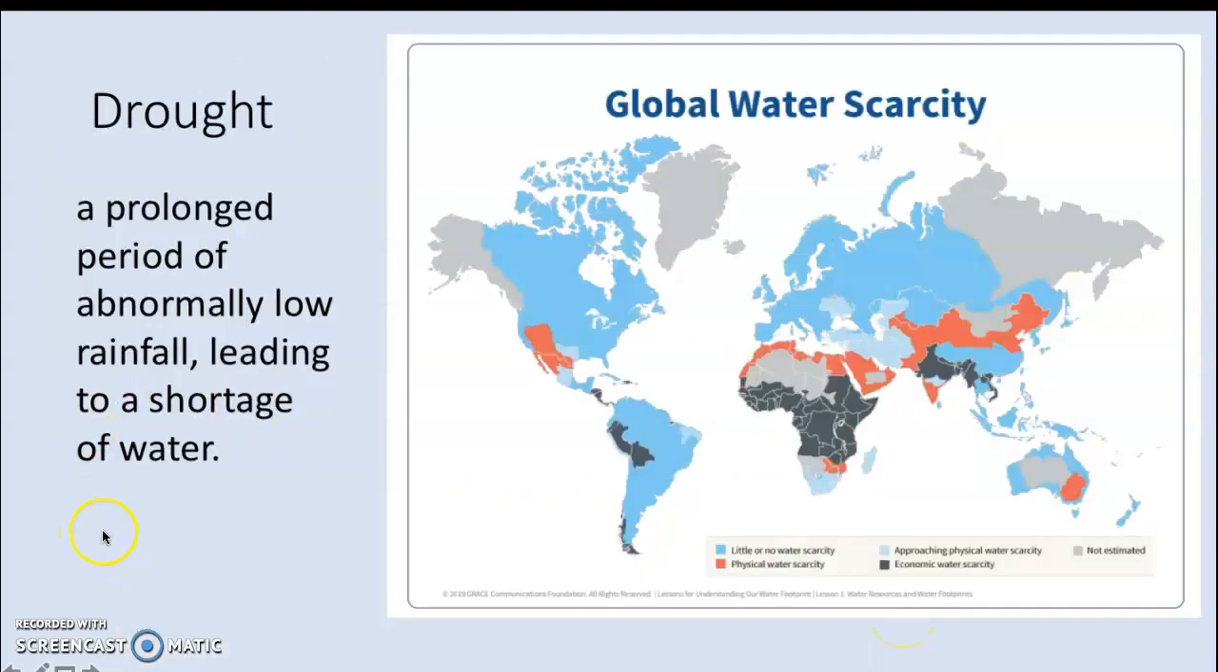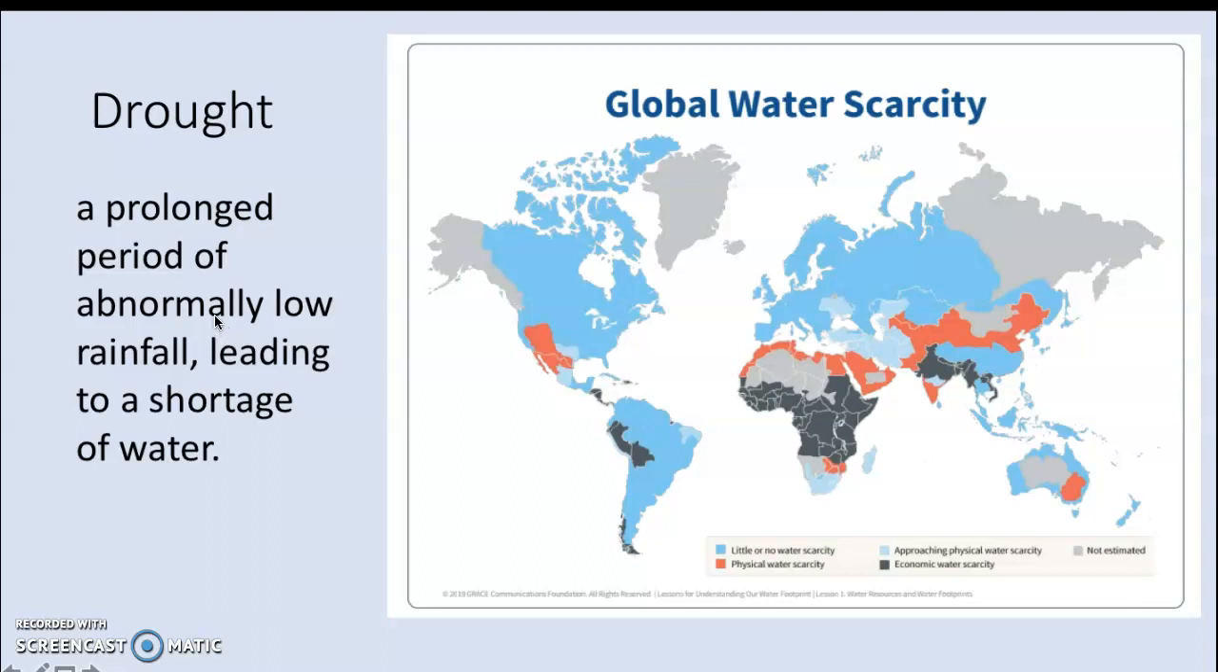Okay, so what happens when there is no water? Drought, and that happens all the time. The Earth is a very dynamic place. It changes and rainfall is not always constant. Okay? Drought is a prolonged period of low rainfall. Sometimes that's a few weeks. It can be a few years.